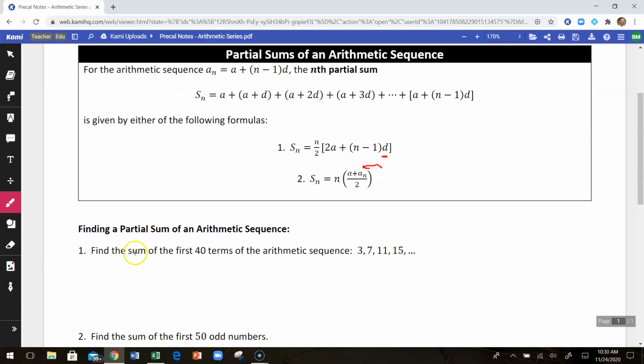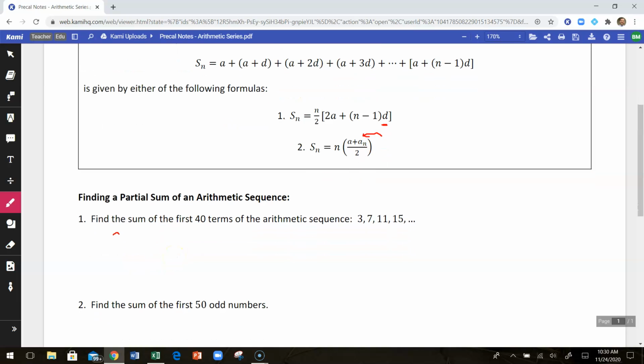All right, find the sum of the first 40 terms of the arithmetic sequence. Again, I know that this is an arithmetic sequence. I can see that I'm simply adding 4 to get from one term to the next. So it is arithmetic, and I want to add together the first 40 terms of this. Now, if I didn't have this formula, I would have to figure out what the first 40 terms are, and then sit there and add all those together, which would take a lot of time. So instead, I can use my formula.